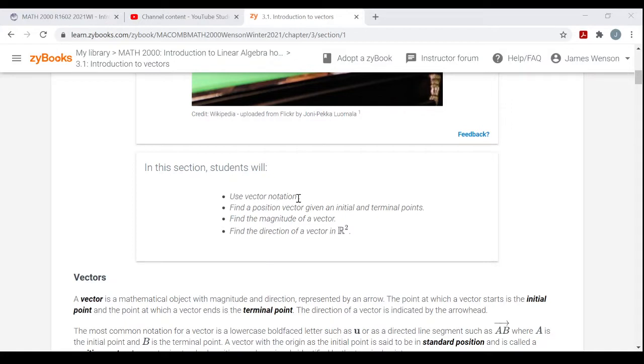Use vector notation. Find a position vector given an initial and terminal point. Find the magnitude or length of a vector. Find the direction of a vector in R2. R2 is just the plain old XY coordinate plane.